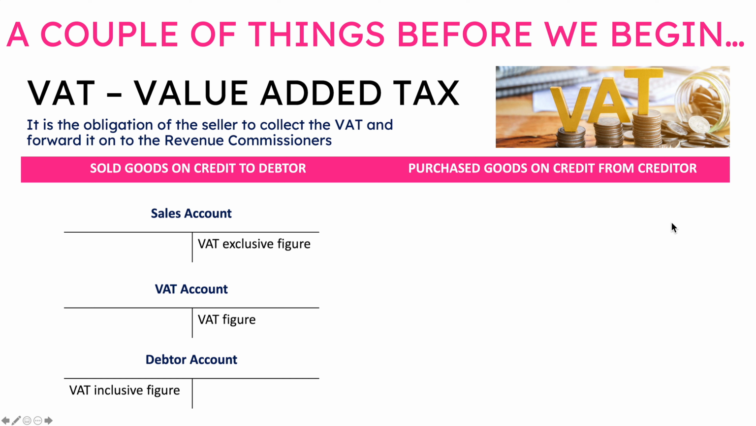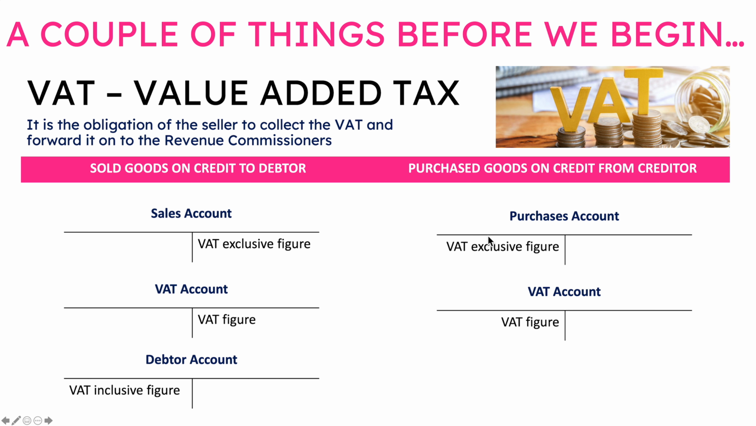Then just while we're there, we'll take a look at how it would look for a creditor. It'd be the exact same with purchases. We would debit the purchases account because that's an expense account, debit the VAT attached to that purchases, and then we would put the VAT inclusive figure on the credit side of the creditor because that's our liability, creditor increasing. So again, if we had 100% in here, the VAT exclusive figure, then we put 23% VAT here, and in the creditor account, we would put 123%.